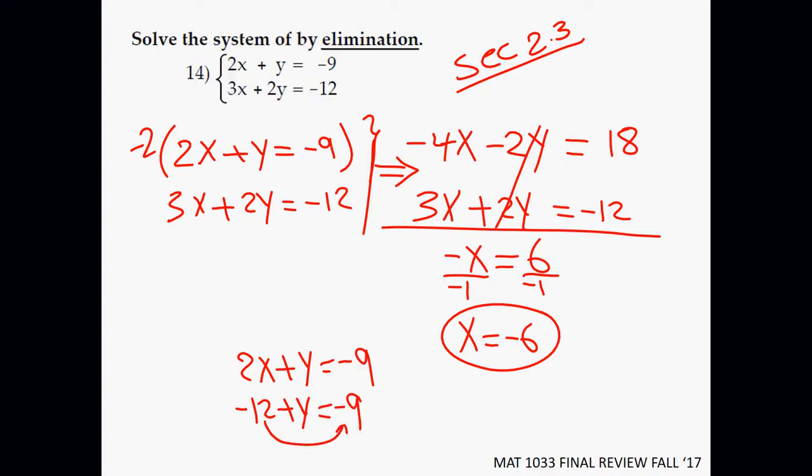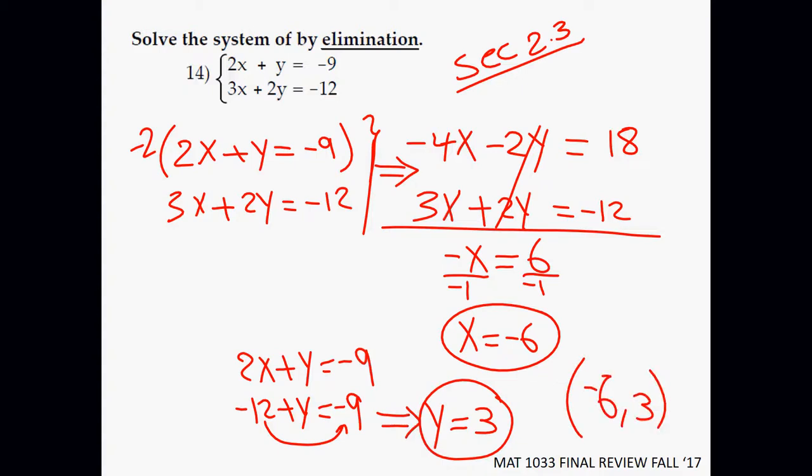If we move the negative 12 to this side, it will be positive 12. Therefore, y equals 12 minus 9, which is 3. So the solution will be the pair negative 6, 3. And this is part A.